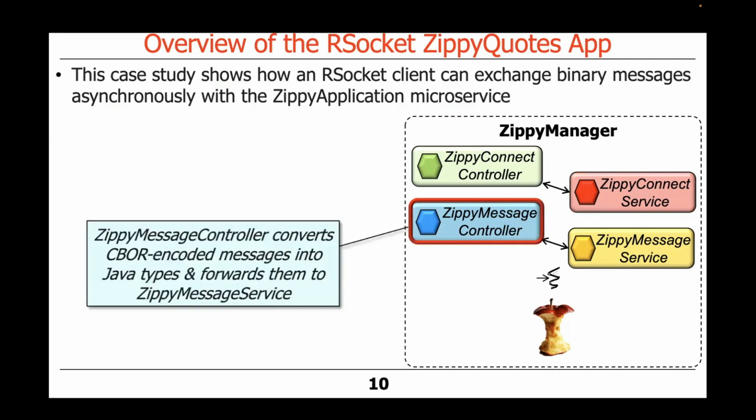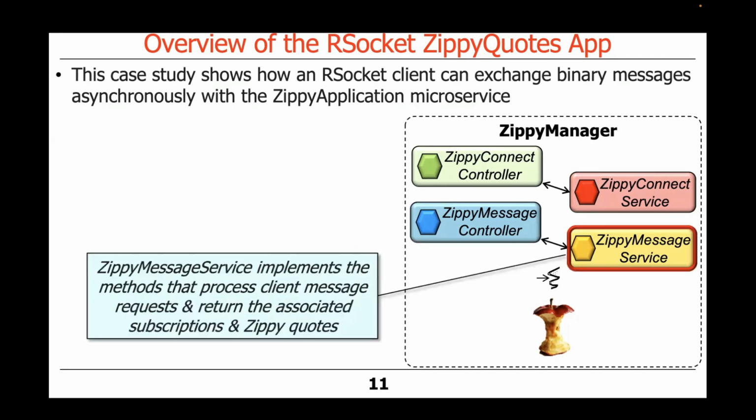The Zippy message controller takes the incoming Concise Binary Object Representation encoded messages and converts them into Java types and then forwards them to the Zippy message service, which then implements the methods that process the client message requests and return the associated subscription information and ZippyQuotes. And we'll talk more about that as we get further into the example.